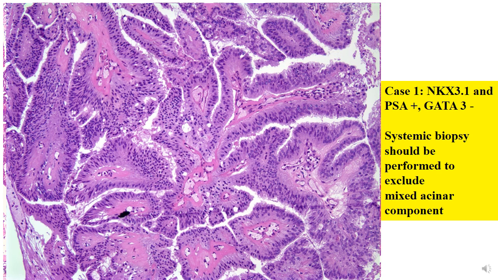This particular tumor was NKX3.1 and PSA positive, two important prostatic markers. GATA3 was negative. And when a patient presents with primarily urethral-based prostatic ductal adenocarcinoma, it may be important to do systematic biopsy to exclude a component of mixed acinar adenocarcinoma.